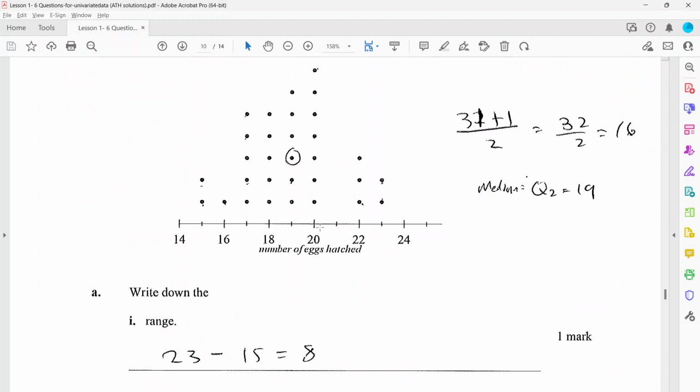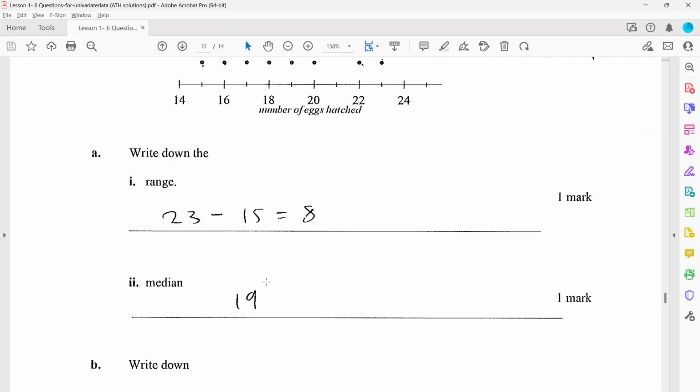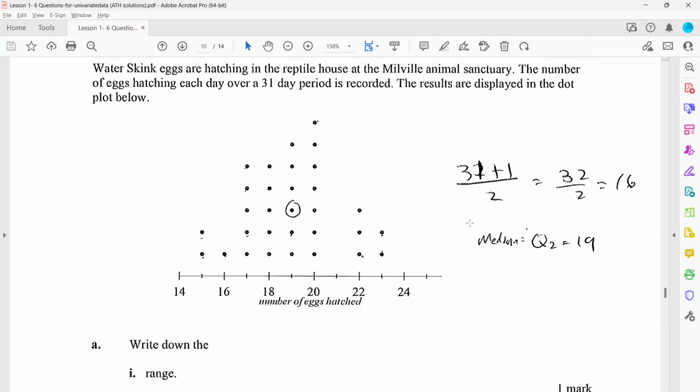Write down the range. Okay, biggest number minus smallest. So 23 take away 15. That's easy. Equals 8. The median, we've done this a few times already. It's the 16th term, which you count from bottom up, bottom up, bottom up, bottom up, and you should get 19.